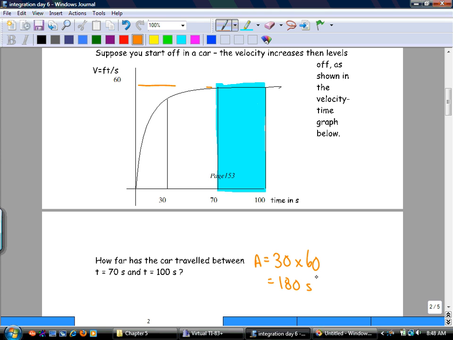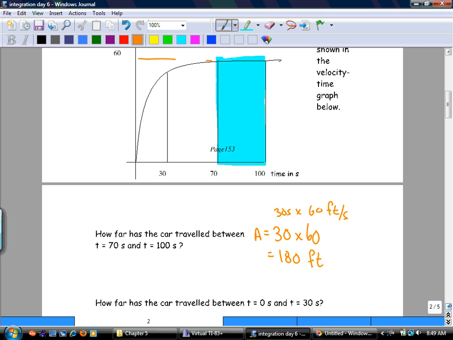Or meters, feet. Feet, no. No, because we're going from feet per second back to feet. Yes. 30 seconds times 60 feet per second. The seconds cancel, you have feet.